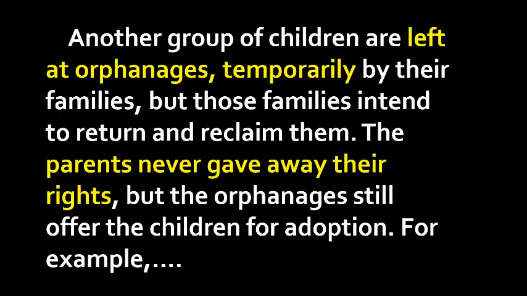Here's a final topic sentence. Another group of children are left at orphanages temporarily by their families. But those families intend to return and reclaim them. Okay, I think we could delete those two commas there after orphanages and families, but other than that, this is okay. The parents never gave away their rights, but the orphanages still offer the children for adoption, for example.